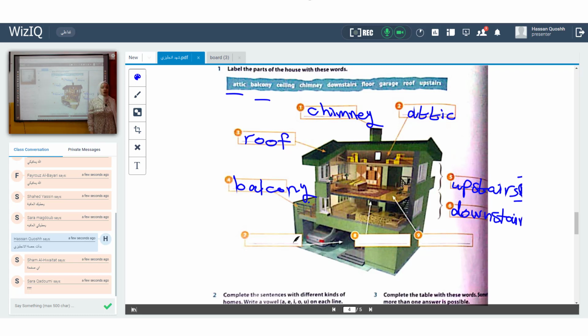A place where we park our cars. Garage. Excellent. Okay. Number eight. Ceiling. As I told you, the ceiling of the room, ceiling, here. Okay. Ceiling, excellent.